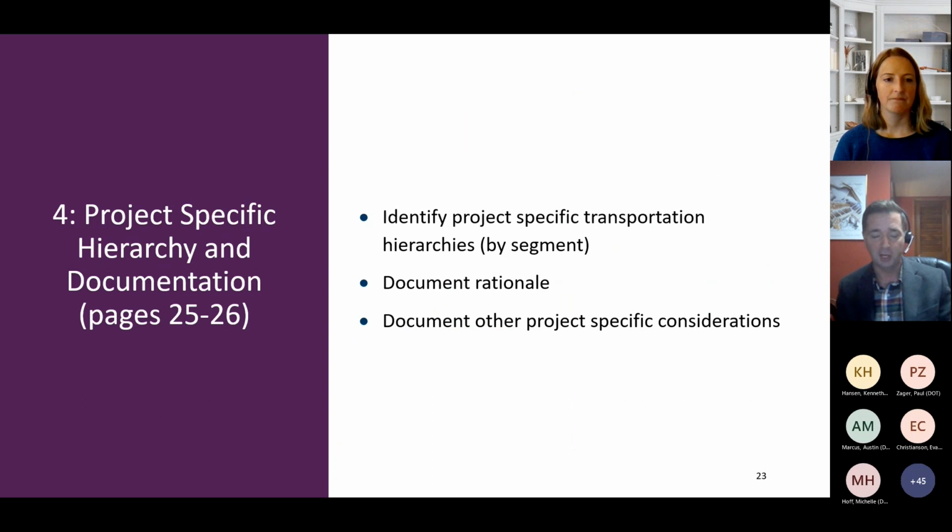And then finally, documenting it. Nissa is going to talk a little bit later today about the new Complete Streets reporting form, but this is the step at which each stage in project development we can go through and build upon and document our rationale for what we see and what we're doing.